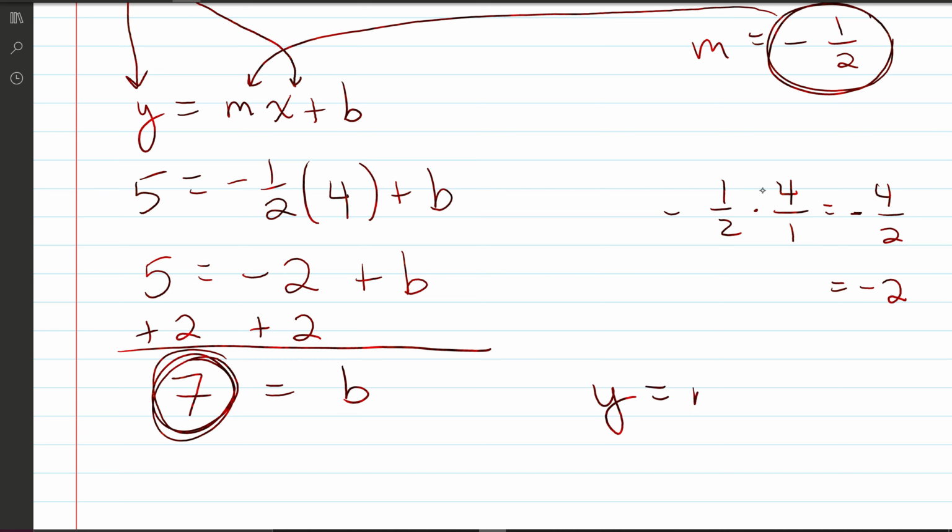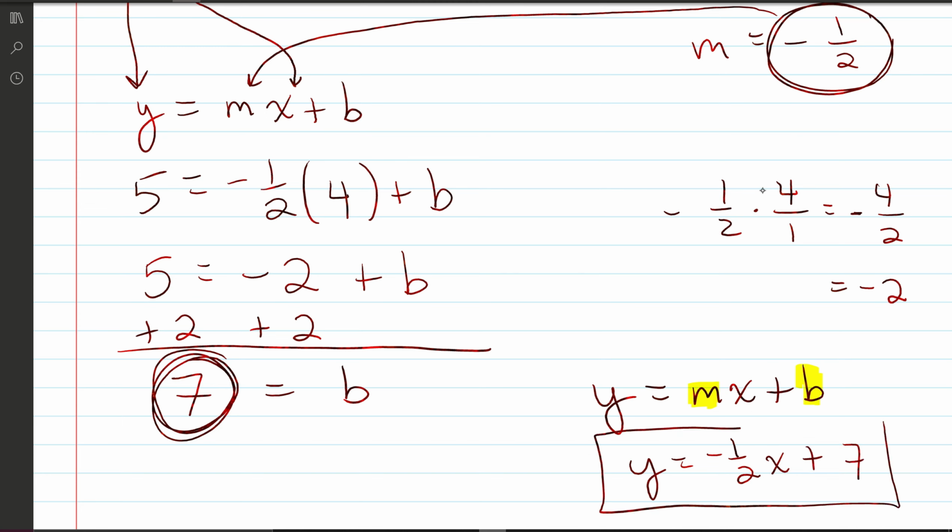So the last thing we do is just go ahead and plug into slope-intercept form, and we're just going to plug in m and b. Well, we just solved for that, so y equals m, which is the negative 1/2 x, and the b is a positive 7. So the equation of the line is y equals negative 1/2 x plus 7, and this is the equation in slope-intercept form that passes through the points (4, 5) and (8, 3).